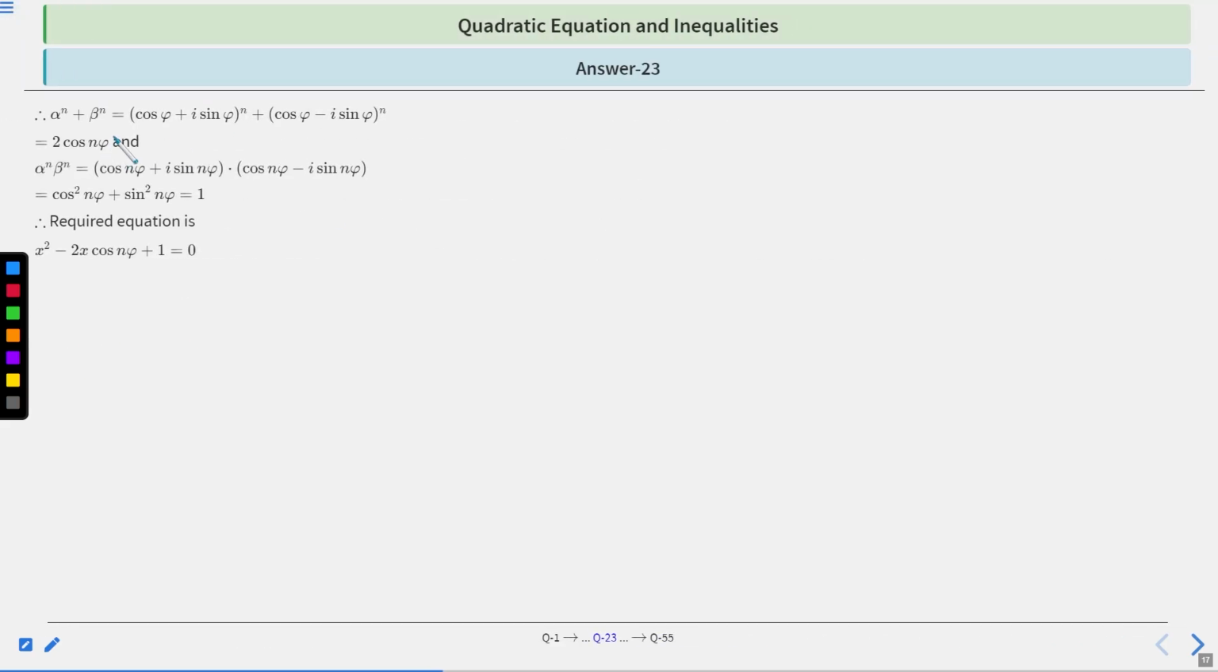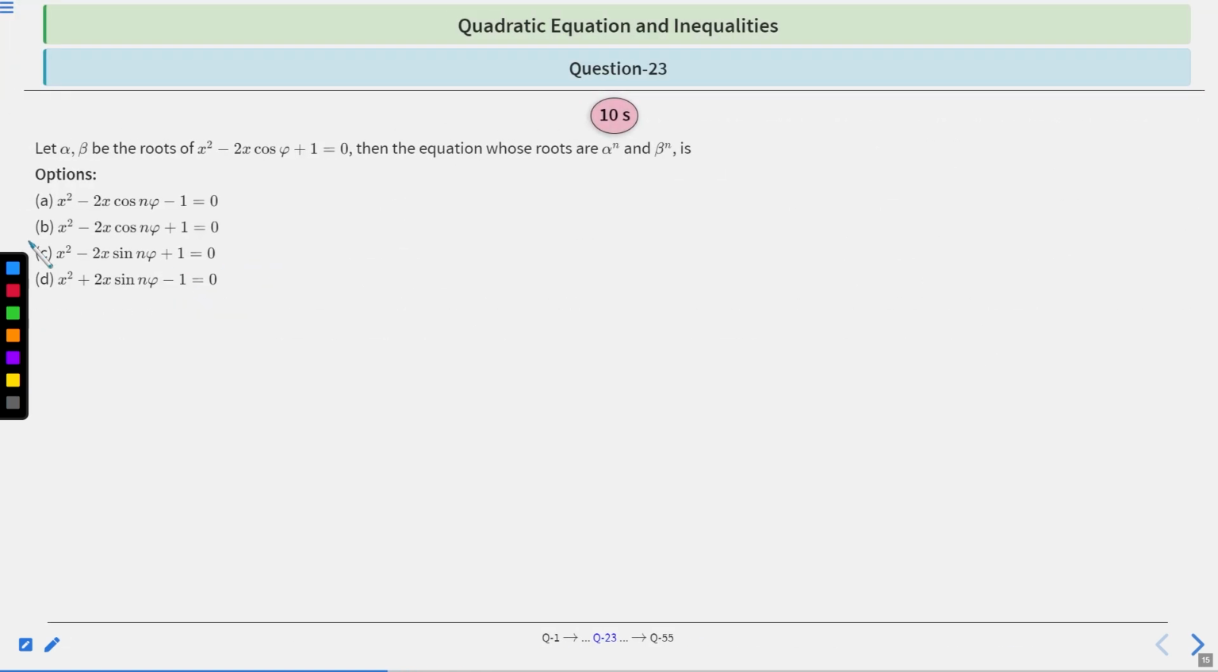So alpha to the power n plus beta to the power n will be (cos phi plus iota sin phi) to the power n plus (cos phi minus iota sin phi) to the power n, which is equal to 2 cos n phi after solving this by using De Moivre's theorem, right? And alpha to the power n into beta to the power n is (cos n phi plus iota sin n phi) into (cos n phi minus iota sin n phi), which is equal to 1, right? So the required equation is x square minus 2x cos n phi plus 1 equal to 0. So I think option B is the right choice.